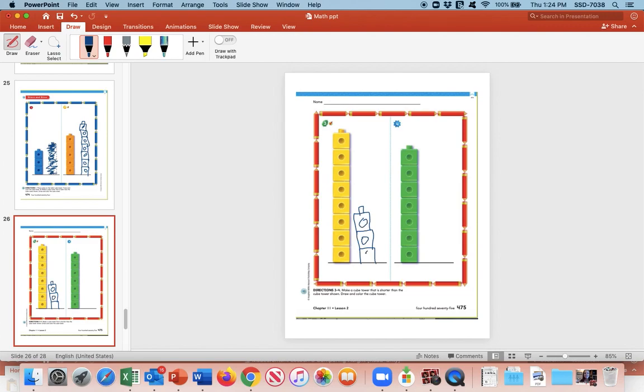Mine is kind of leaning. So you can color this any color you want. And then you can pause the tape and make your own cube train over here if you would like, or you can do it with me. And now we're going to make again a shorter one. And maybe I'll do 4 this time, as long as it is shorter and doesn't go up as tall as my green.